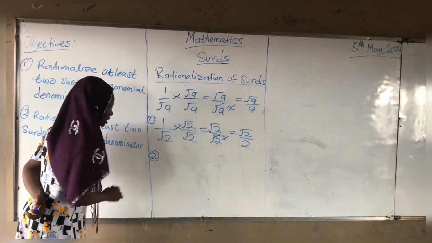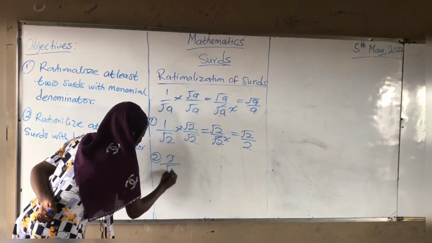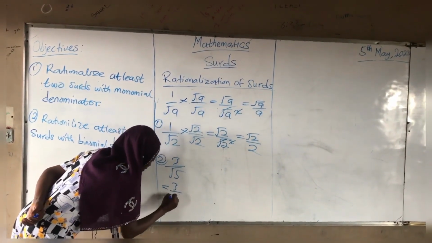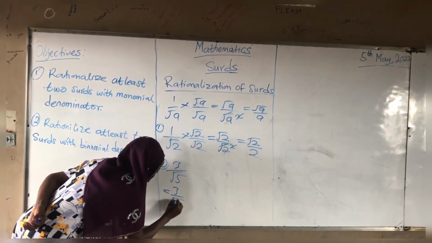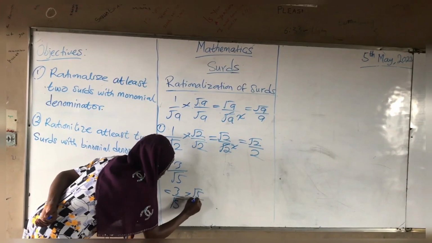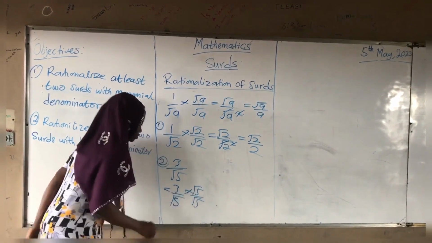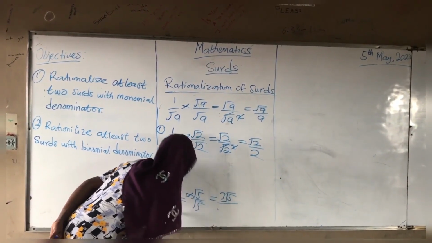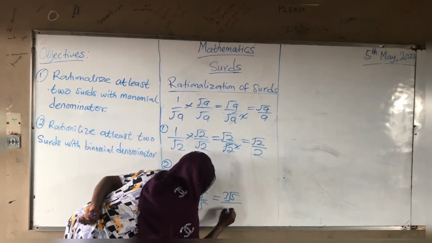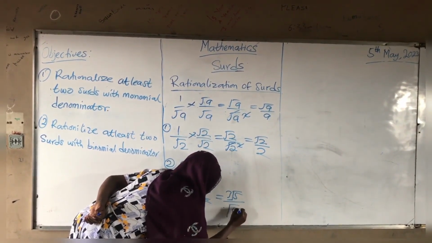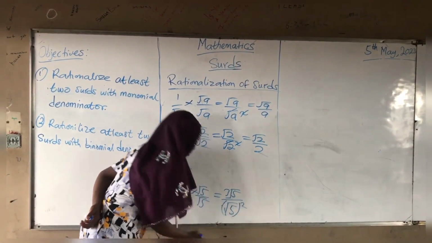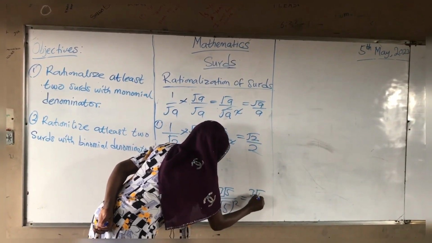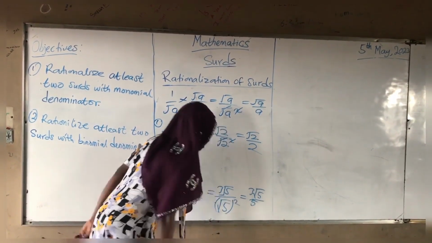That was example 1, and now we look at another example, example 2. Let's take 3/√5. How do we rationalize this? What we will do is multiply 3/√5 by √5 over √5. So 3 times √5 will give us 3√5 all over √5 times √5, which will give us what? 5. That's (√5)². So the square will cancel the root sign to give us 3√5 over 5 as our final answer.